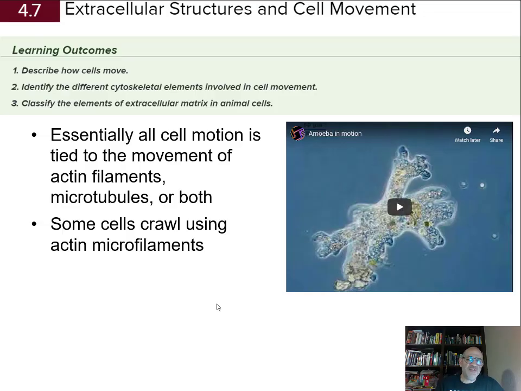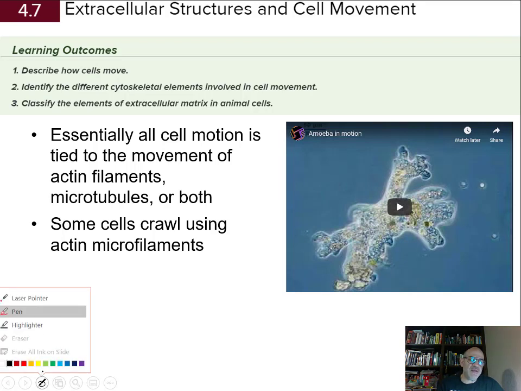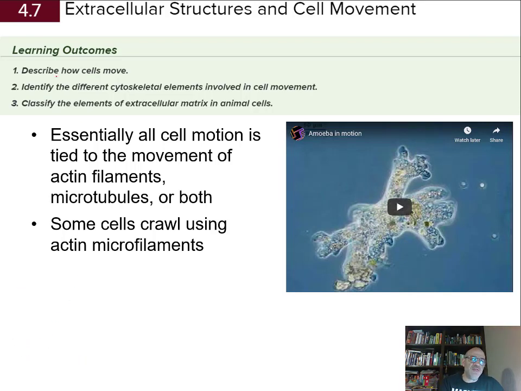So this section is on extracellular structures and the movement of cells. And your learning objectives here are going to be to describe how cells move and then identify different cytoskeletal elements that are involved in movement. So what parts of the cytoskeleton help that movement of that cell? And then finally, we're going to look at animal cells, and we're going to look at extracellular matrix that they produce on the outside of cells. In animals, they're multicellular, and they are built on the cells organized into tissues. And oftentimes, the cells themselves secrete material on the outside that provides support and protection for those cells.